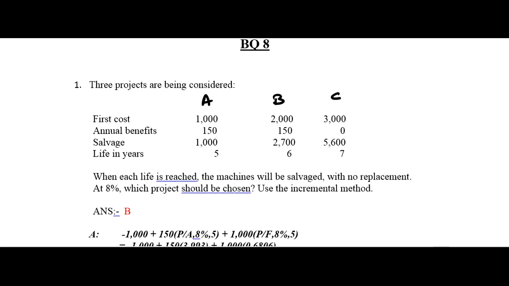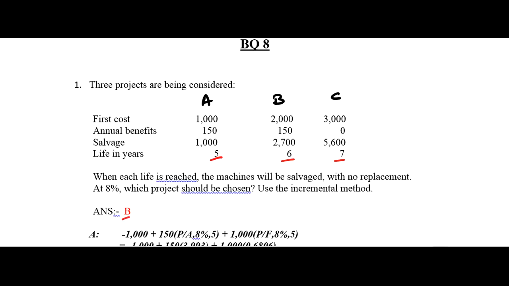So project A is having a time span of 5 years, and project B is having a time span of 6 years, and project C is having 7 years. When each life is reached, the machine will be salvaged with no replacement. At 8%, which project should be chosen? Use the incremental method. So the answer is project B.